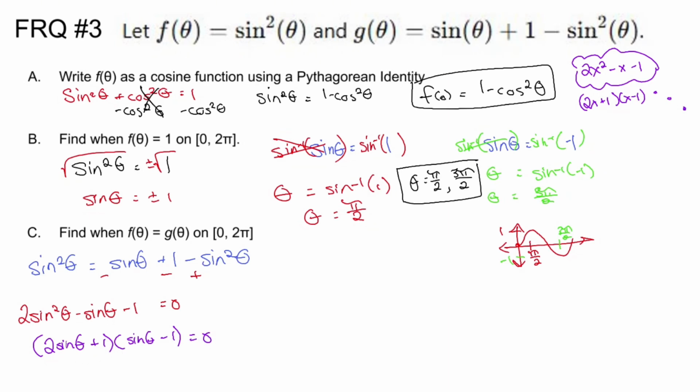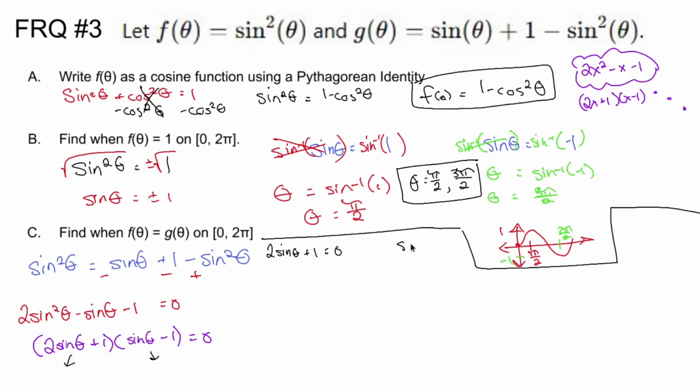All right, let's use all the space that I can. I'm going to set up my two separate equations. I have 2 sine theta plus 1 equals 0, and then I have sine theta minus 1 equals 0. Minus 1, 2 sine theta equals negative 1. Divide by 2, sine theta equals negative 1/2. Inverse sine both sides, like so.